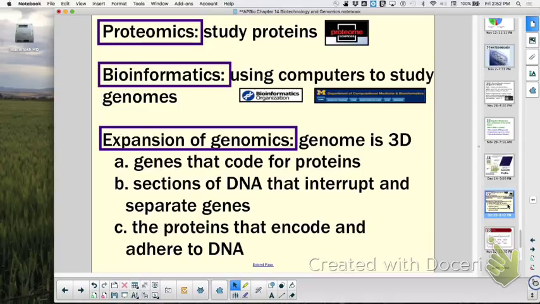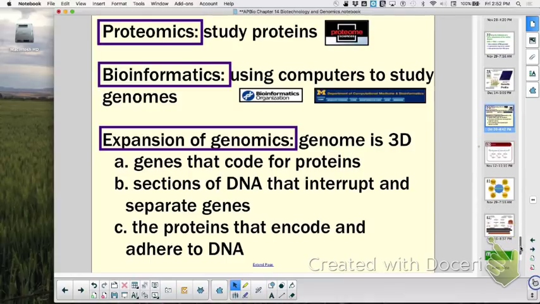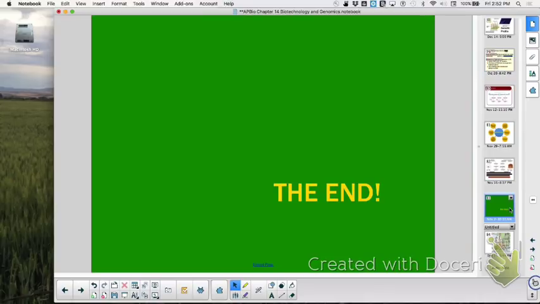Expansion of genomics, we already talked about that. We look beyond just the genes, but we look at the information in between the genes and looking at those proteins they code for. And that, my friends, was it.